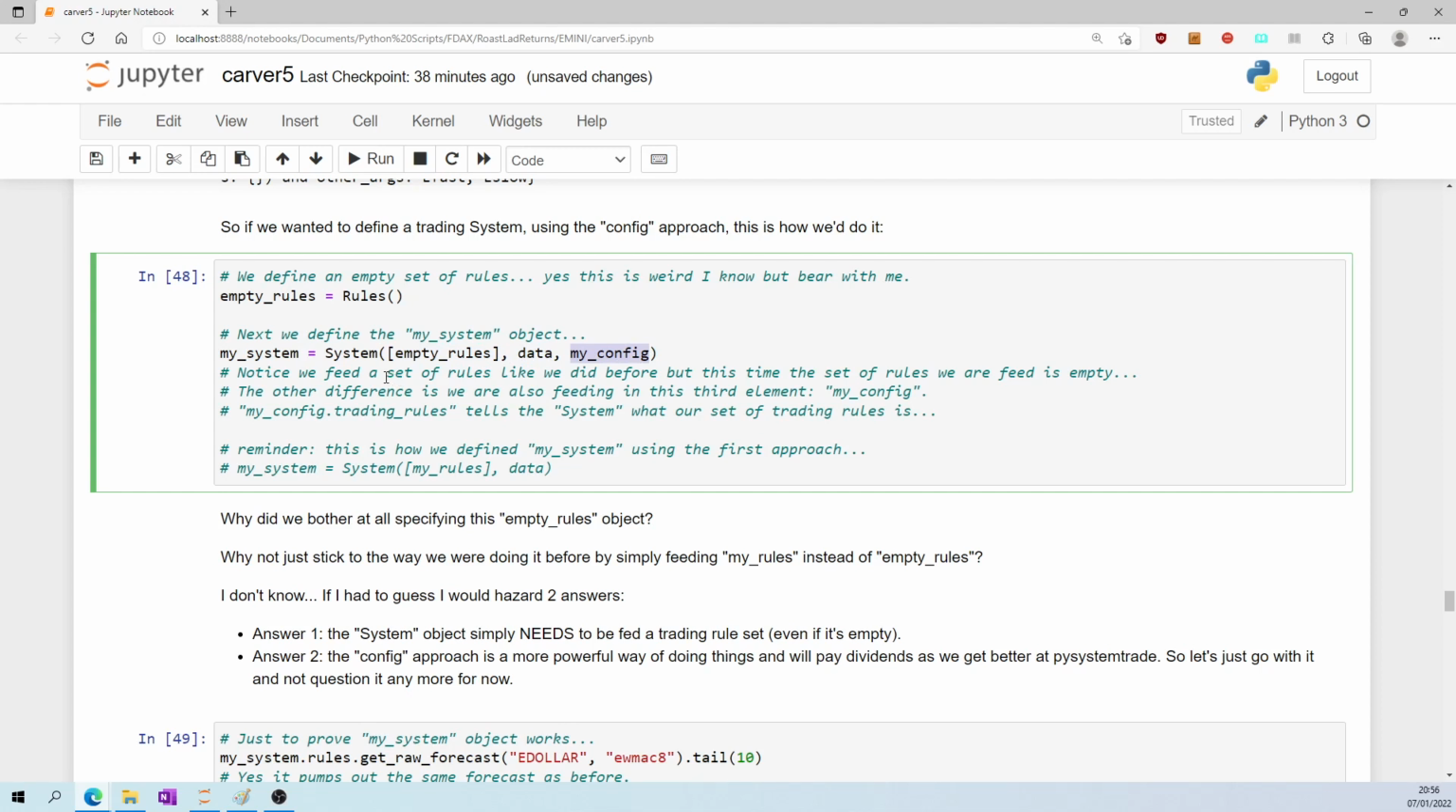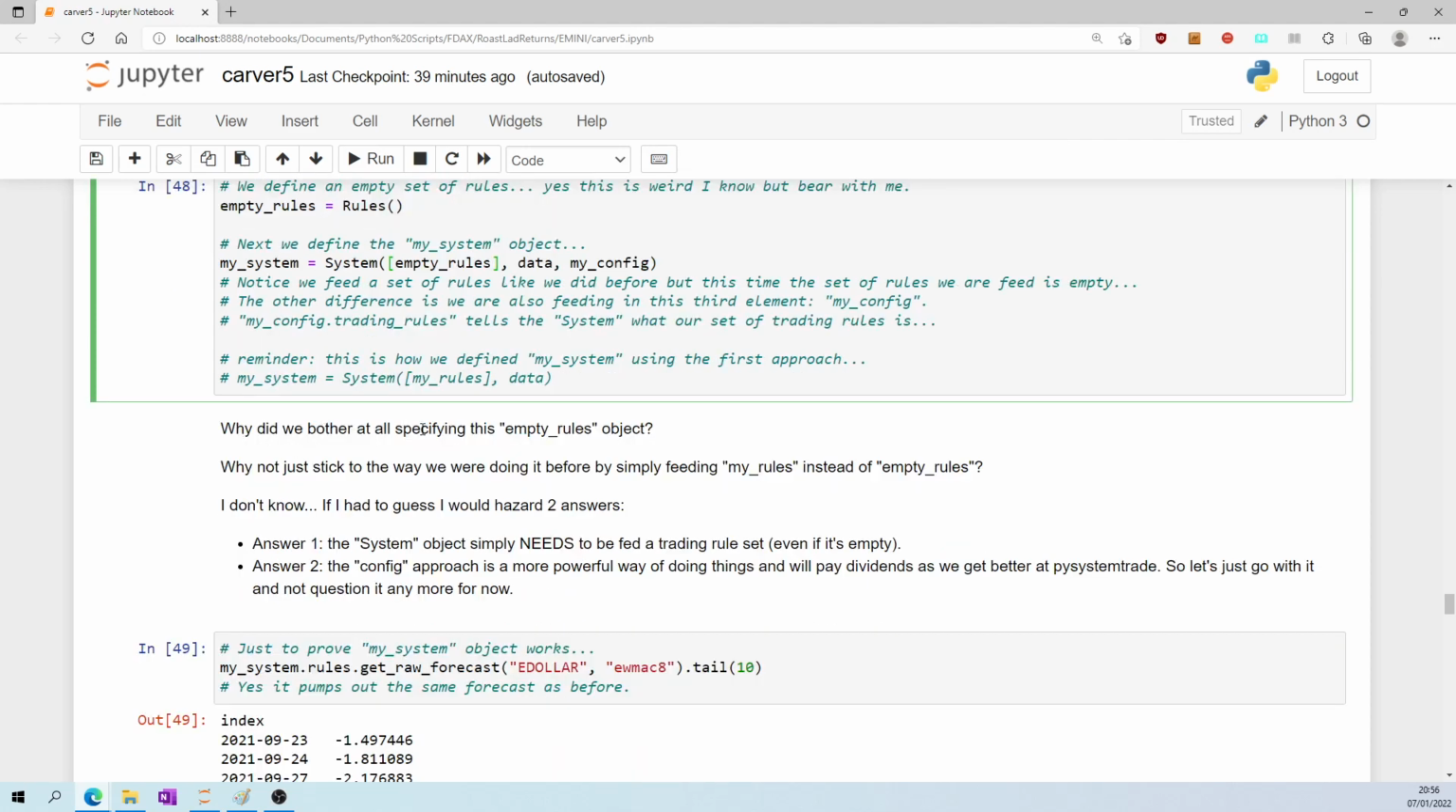Notice we feed a set of rules just like we did before, but this time the set of rules we are feeding in is empty rules. The other difference is we are feeding in this third element, myconfig. myconfig.tradingrules, this here, is what is telling system what our set of trading rules is, because it's not getting it from this because this is empty.